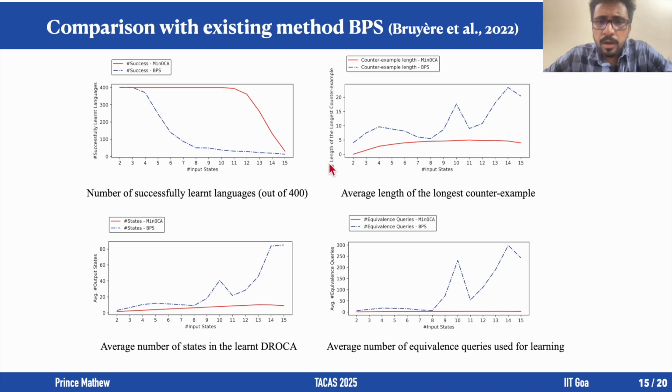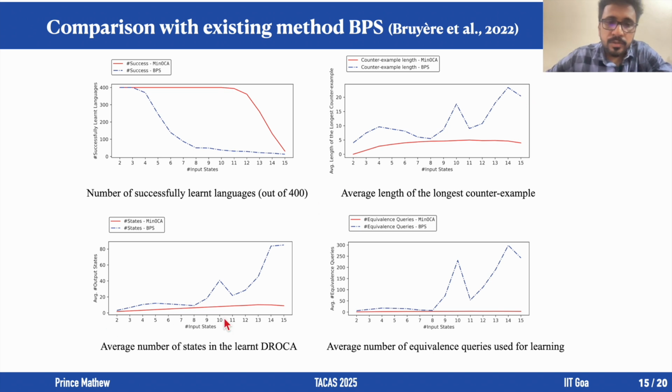Now the second graph here shows the length of the counterexample returned by the teacher on an equivalence query. MinOCA always returns the minimal counterexample, so we have a line like this, whereas the existing one uses an approximate equivalence set. Like we discussed before, the exact equivalence cannot be used in practice because of its high complexity. So they are using an approximate equivalence set and they are getting larger counterexamples.